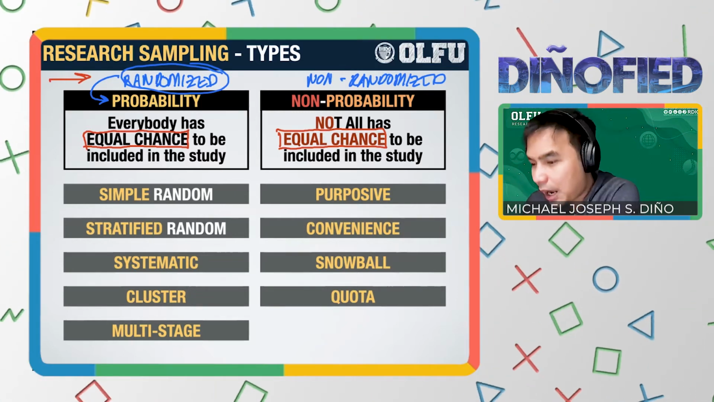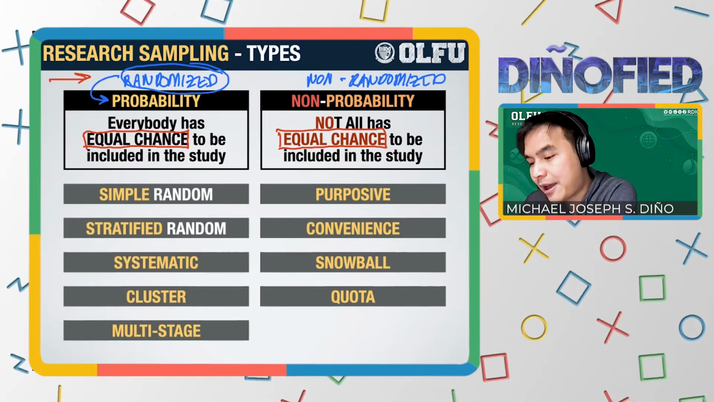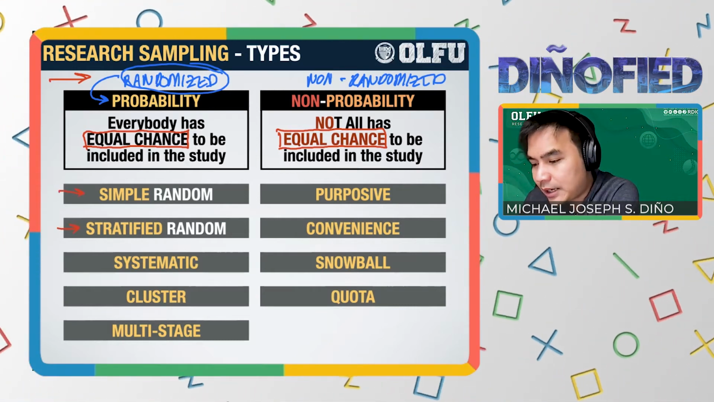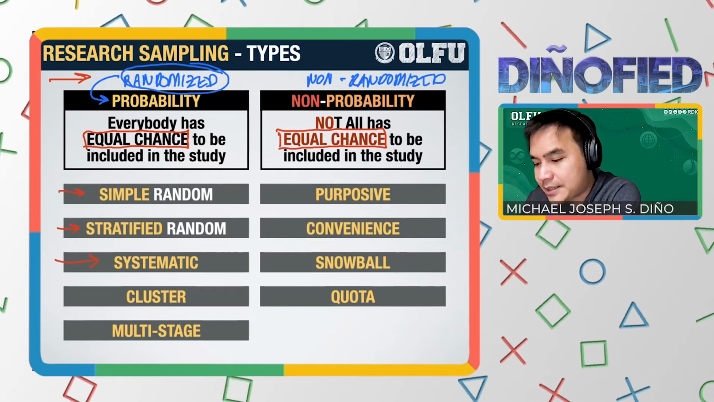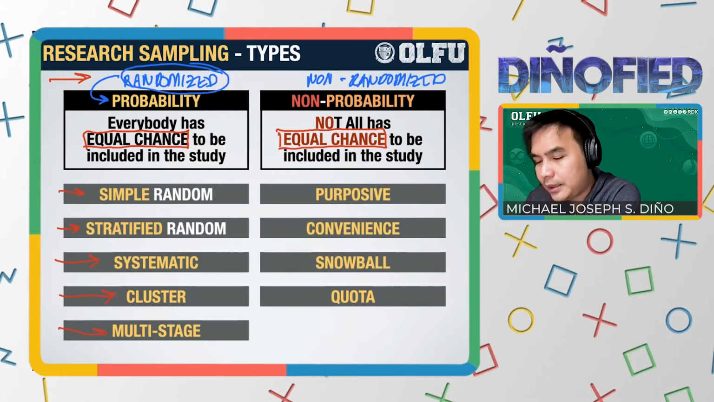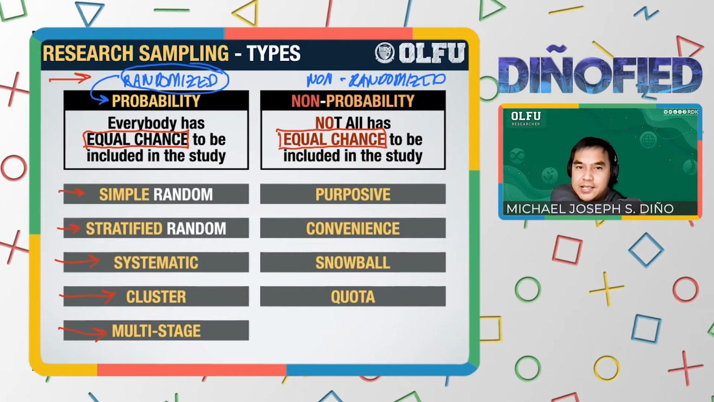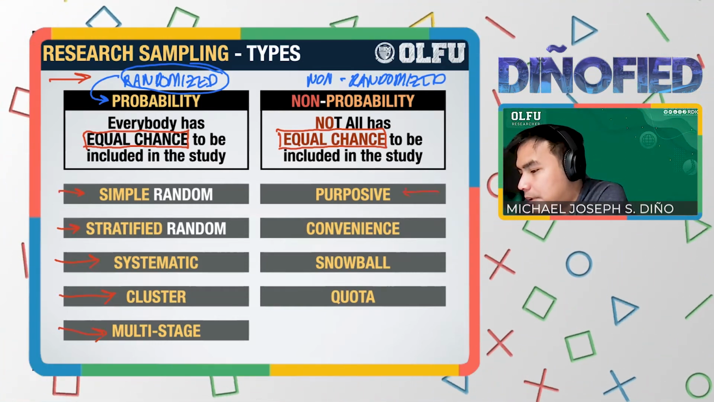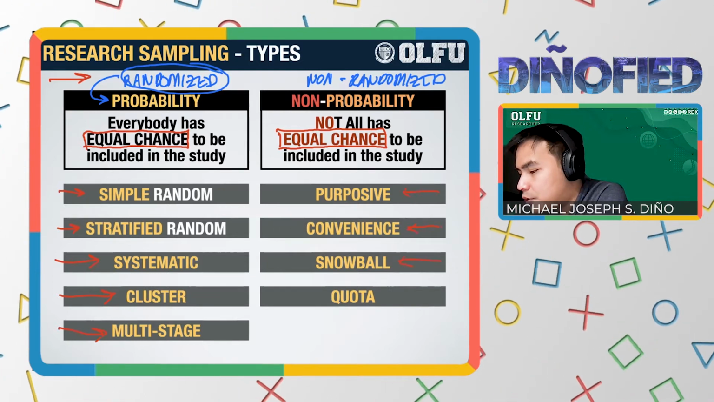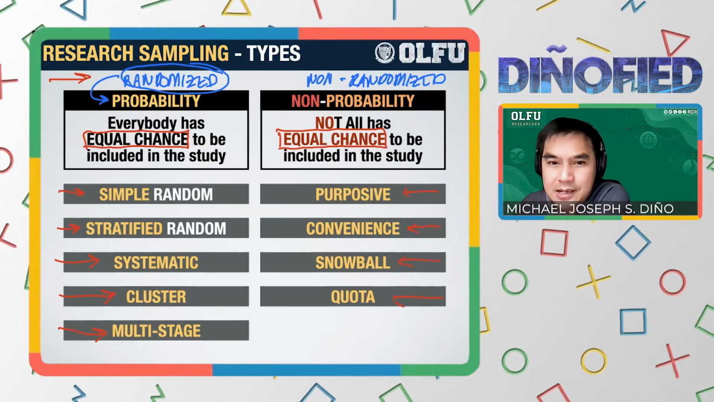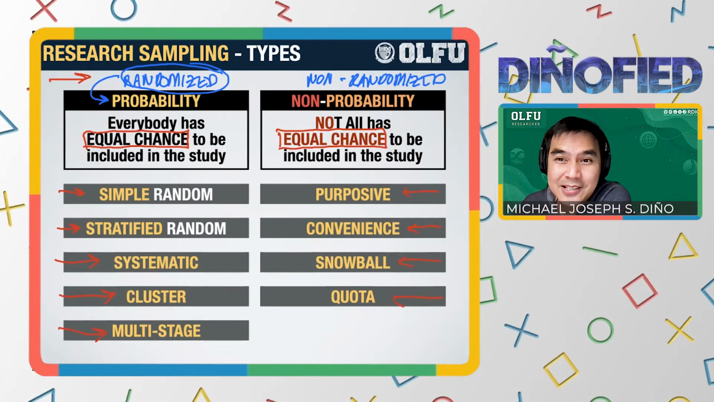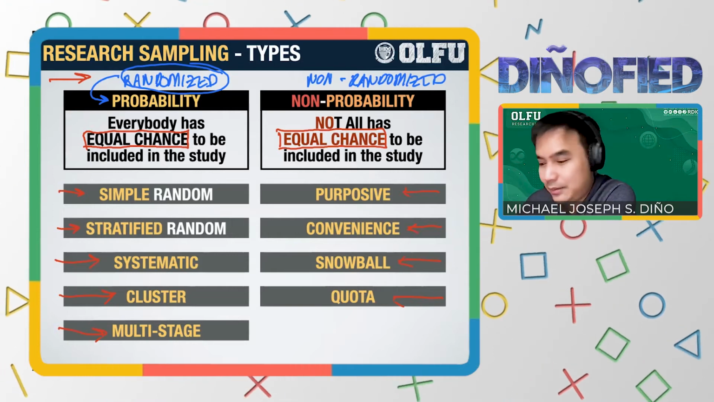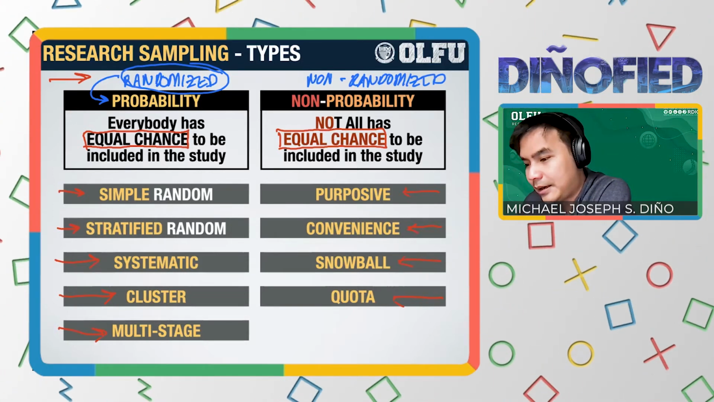Okay, under probability sampling, we have 5 types. We have simple random sampling, stratified random sampling, systematic sampling, cluster sampling, and also multi-stage sampling. Under non-probability, we have purposive sampling, convenience, snowball, and of course, quota sampling. Okay, in your resources at Canvas, I put a discussion on these types of sampling, but we're going to summarize everything.